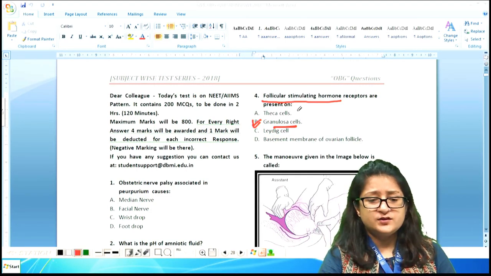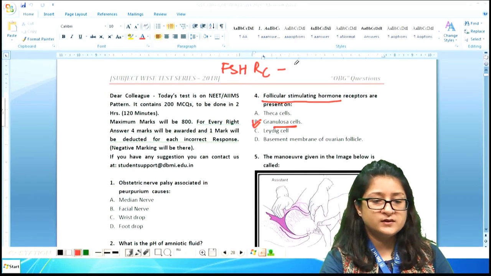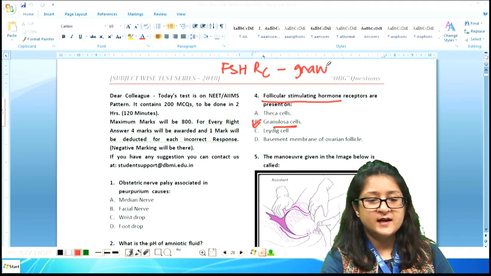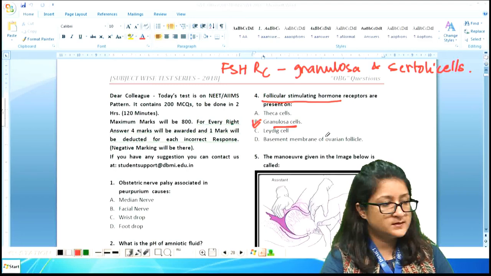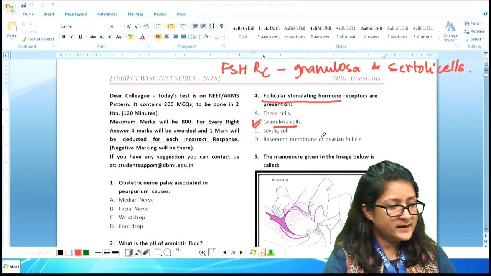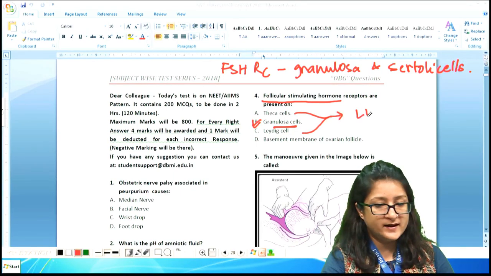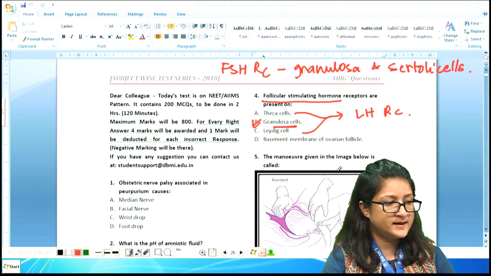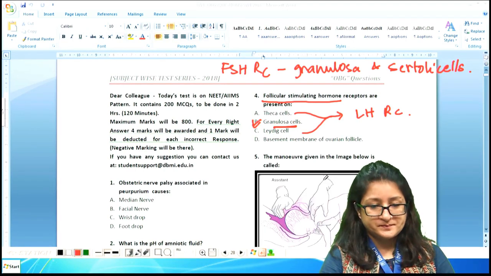Okay. So remember that the FSH receptors are present on the granulosa cells. They are also present on the Sertoli cells. And secondly, there are your LH receptors, okay? Theca cells and Leydig cells have LH receptors, all right?